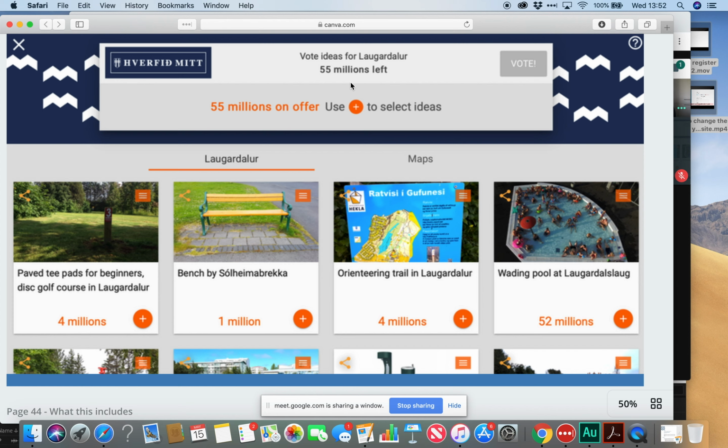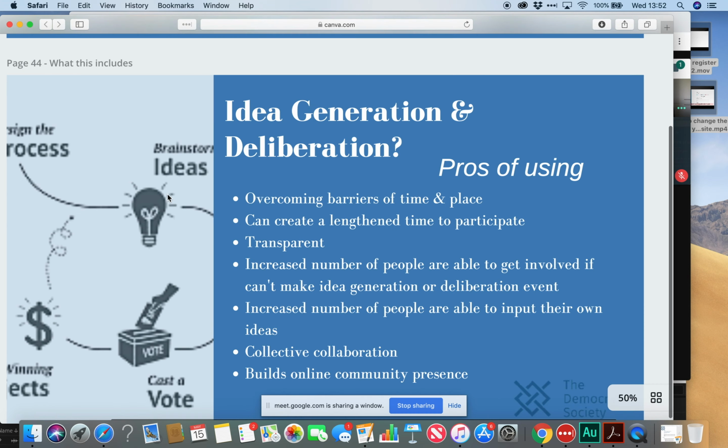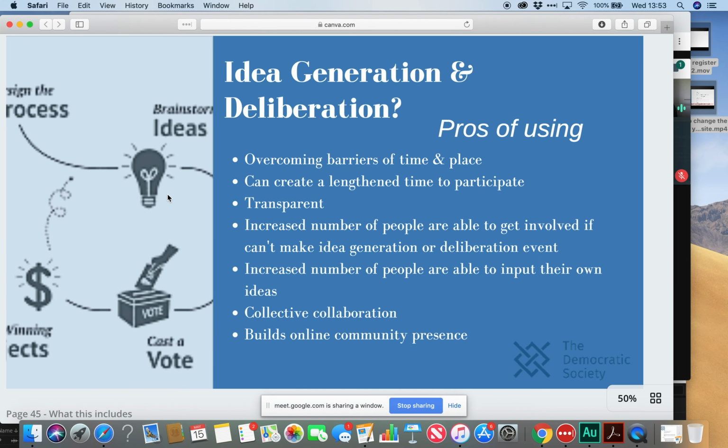You can see here, you've got 55 million pounds, euros, whatever, and you can allocate it. So all you need to do is click. You can click on these proposals and you can look in them and find out more information. So what are the pros of using idea generation and deliberation?